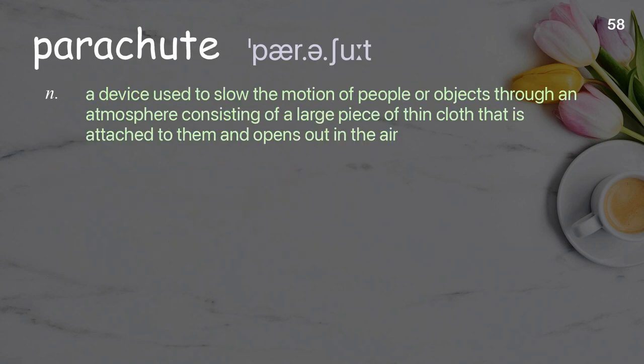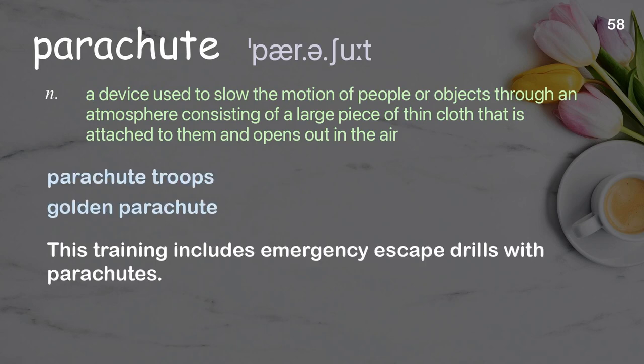Parachute. A device used to slow the motion of people or objects through an atmosphere consisting of a large piece of thin cloth that is attached to them and opens out in the air. Examples. Parachute troops. Golden parachute. This training includes emergency escape drills with parachutes.